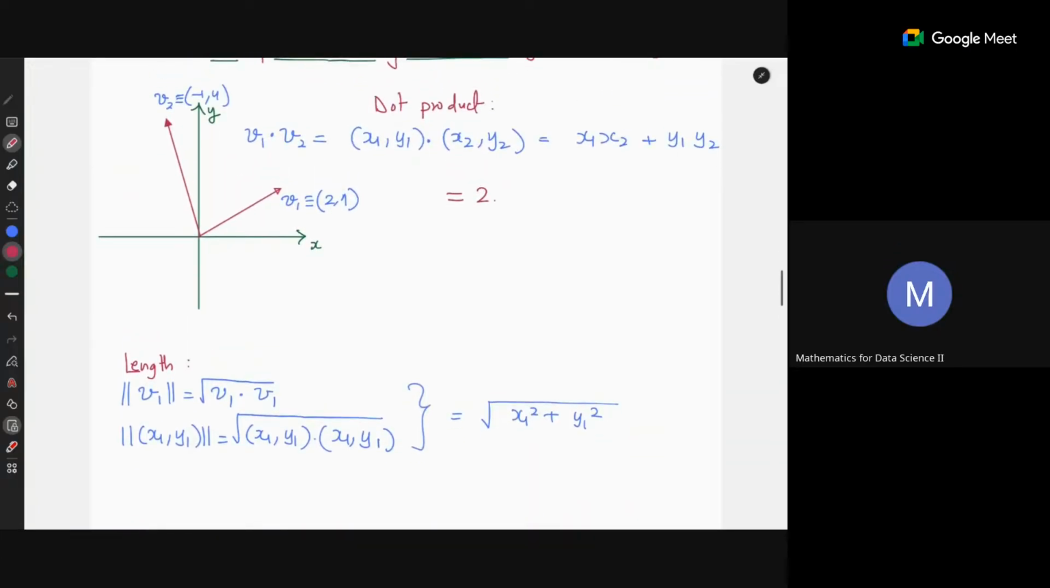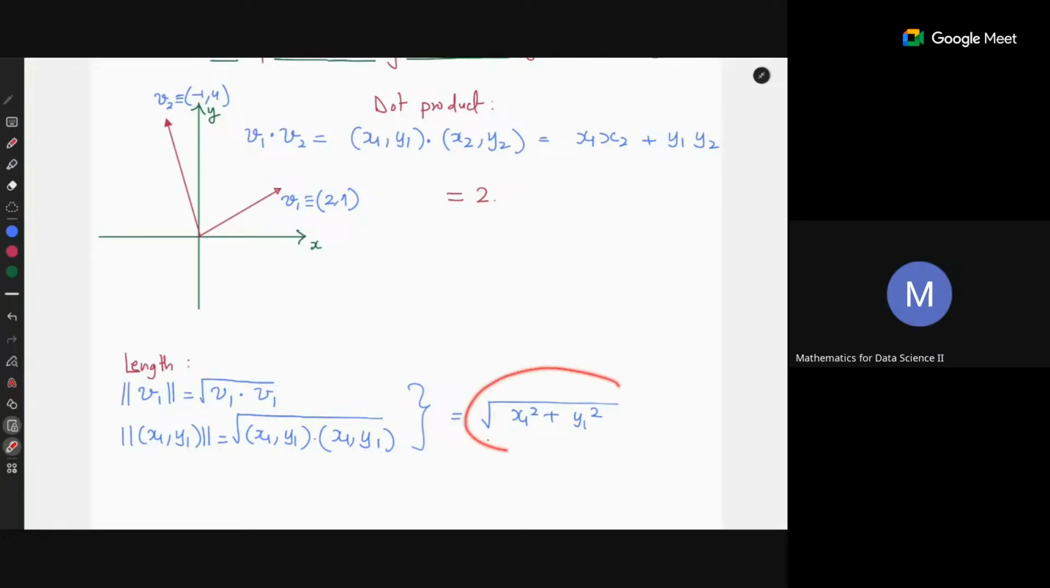So, given a vector in R2, you can always define a length for that vector. How do we define the length? You can directly use this formula. Given a vector (x, y), the length is the square root of x square plus y square.